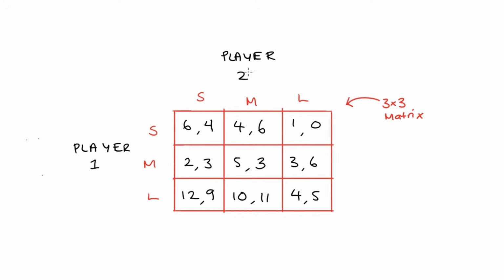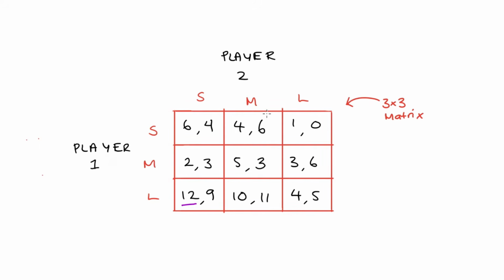If player 2 plays S, we would be on this column here. And from player 1's perspective, well, they could go S and get 6. They could play M and get 2, or play L and get 12. 12 is the larger payoff out of all of the options here. So L will be player 1's best response to player 2 playing S.